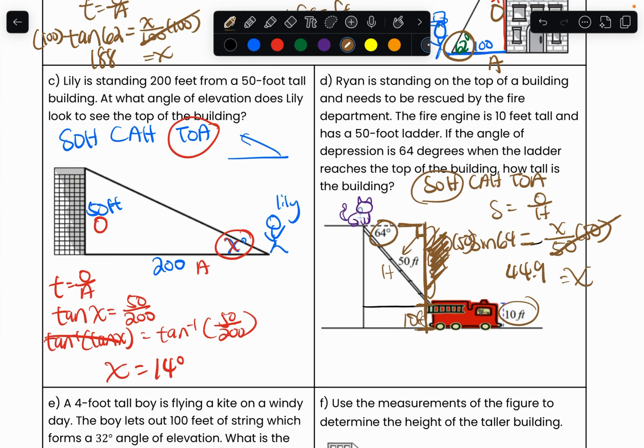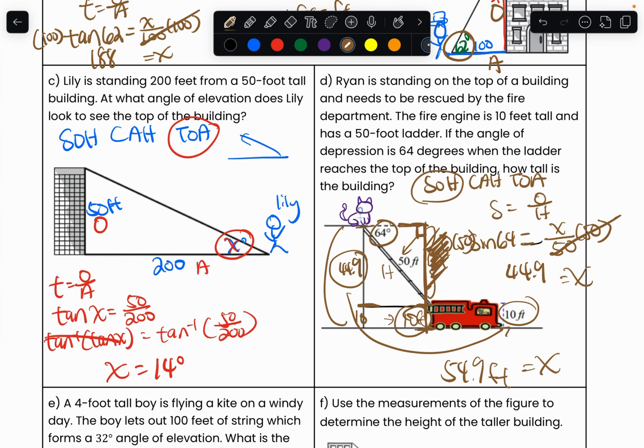Now, does this solve my question? The answer is no, because this 44.9 is actually the height of the building to the top of the car. But we need to know the length of the whole building. This means we need to take this 44.9 plus this 10 right here, because right here is 10 feet, right? So we need to do 44.9 plus 10, and that will give us my building's height as 54.9. And that solves our question, and it's going to be in feet.